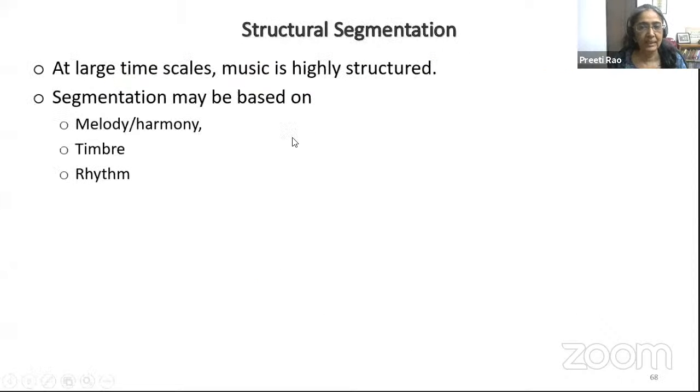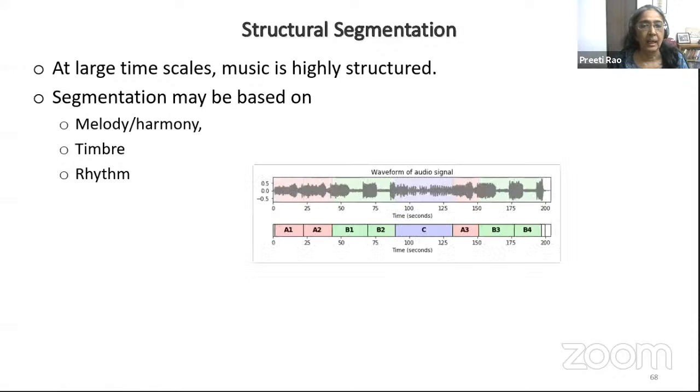Okay, so it brings me to the very last application. I'm just trying to give you a glimpse of what we can do with MIR techniques on this kind of concert audios. There's this really important application called structural segmentation. We know that music is structured, and the structure itself is determined by how the melody is changing, possibly the timbre, and also very much the rhythm in the case of Indian classical music.